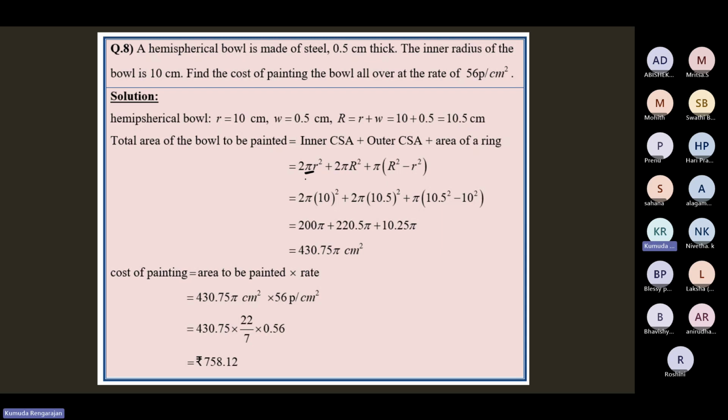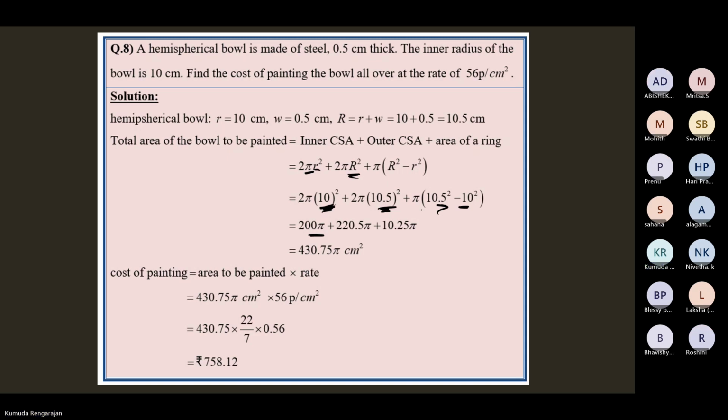So see, I put the values. Small r is 10. Capital R is 10.5. 10.5 square, 10 square. Don't use the value of pi, children. So 10 square is 100. 100 into 2 is 200 pi. 10.5 square, 10.5 into 10.5. Take that answer into 2. You get 220.5.